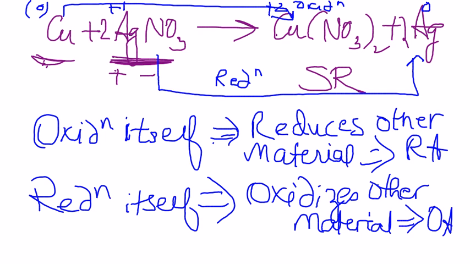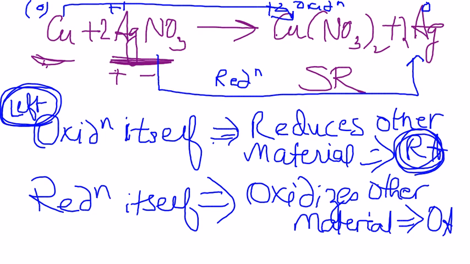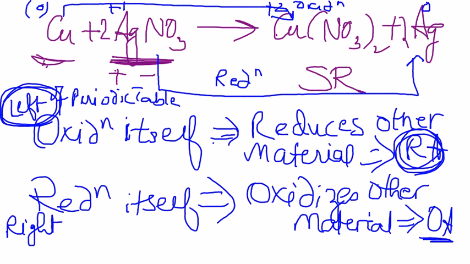In general, you will find more reducing agents on the left side of the periodic table. And in general, you will find oxidizing agents more on the right side of the periodic table.